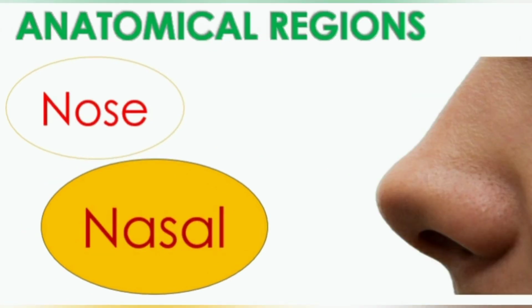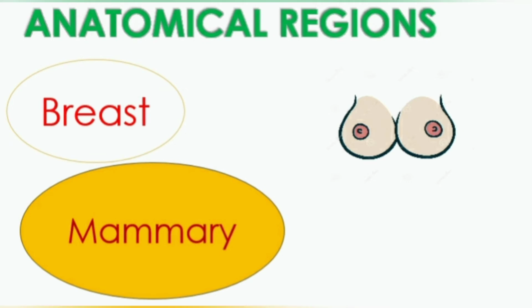Okay, so for nose. Nose begins with N, likewise nasal, N. So they correspond, nose, nasal, N N. And that's how I learned that one. Pretty simple. Next is the breast.